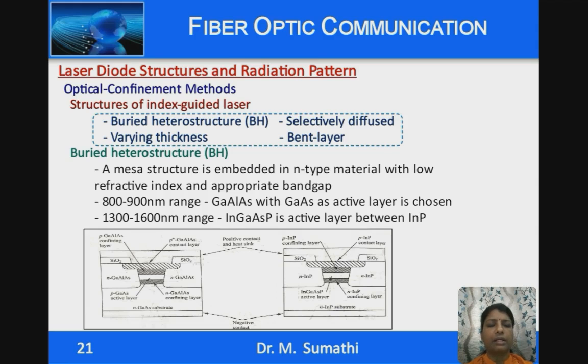So, for the 800 to 900 nanometer range, which is the lower wavelength range, gallium aluminum arsenide is used along with gallium arsenide as the active layer, whereas in the higher wavelength range, indium gallium arsenide phosphide is the active layer, placed between the indium phosphide layers. So, this provides for a difference in refractive indices and better optical confinement.